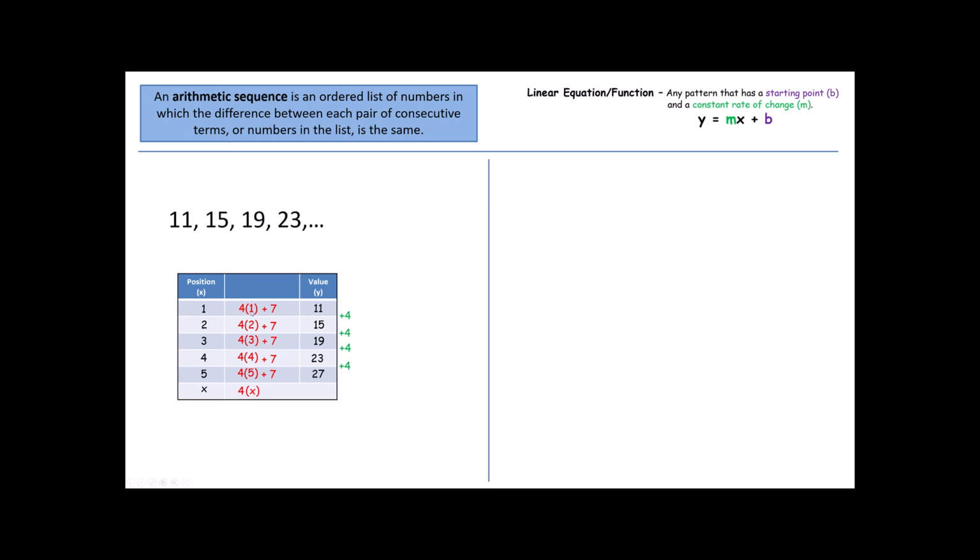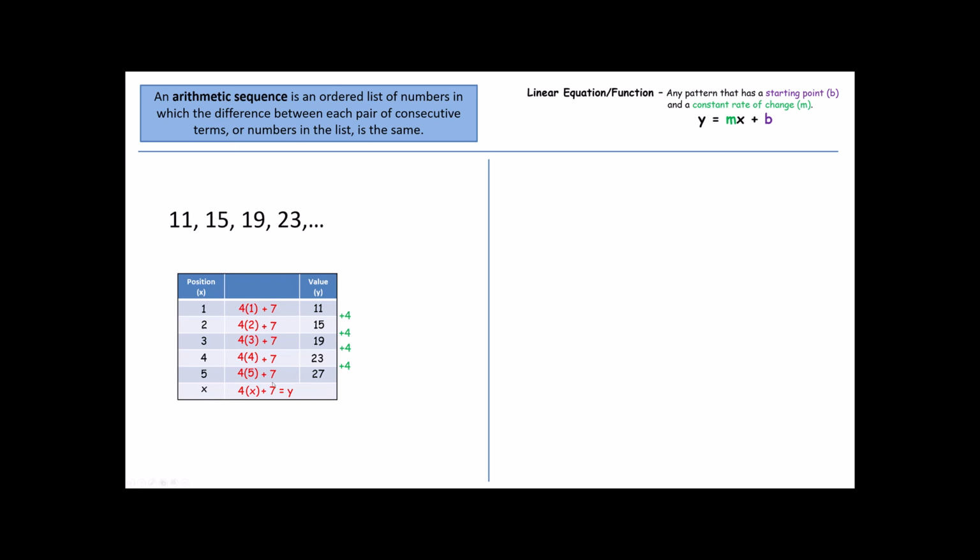4 times 1 is 4. I need 7 more to get to the 11. 4 times 2 is 8. I need 7 more to get to 15. 4 times 3 is 12, plus 7 is 19, and on and on. In fact, it's always going to be 4 times the position, plus you're going to need 7 extra in order to get the number to fit.